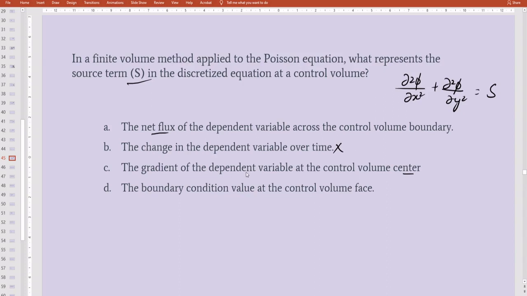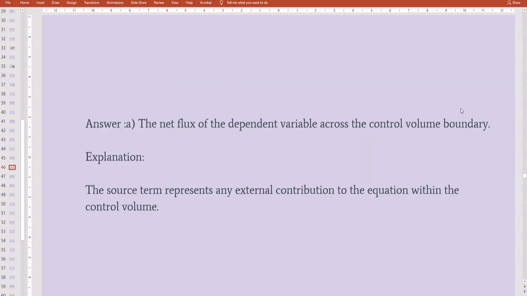The gradient of the dependent variable at the control volume center will depend on the discretization, so that also we can remove. And the boundary condition value at the control volume face. So actually our solution is option A, the net flux of the dependent variable across the control volume boundary.